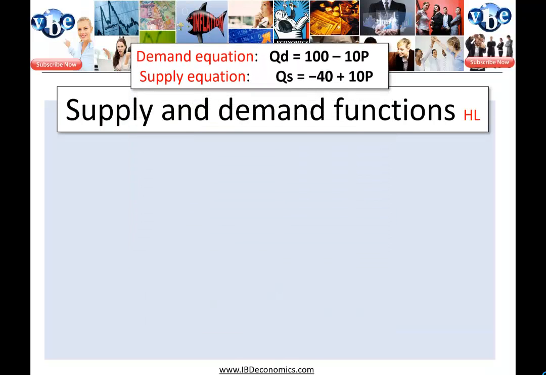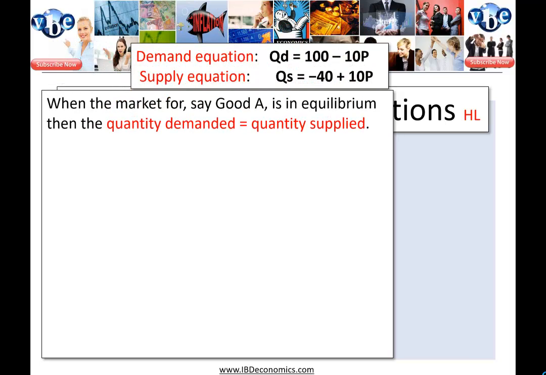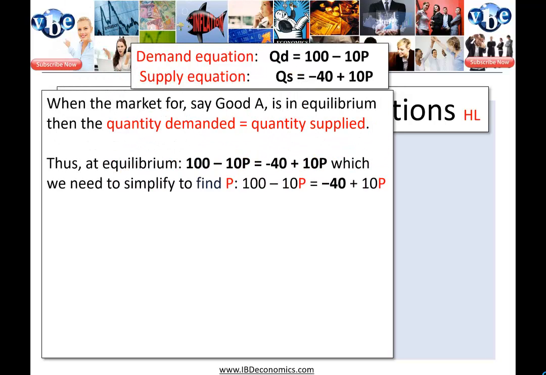Right, so given the demand and supply equations, we can calculate the equilibrium quantity demanded and the equilibrium quantity supplied and determine the price. So we know at equilibrium quantity demanded equals quantity supplied. Therefore, the demand equation must equal the supply equation. So taking the second parts of these equations, the demand equation, 100 minus 10p equals the quantity supplied equation, minus 40 plus 10p. And now we're going to simplify to find the price, which is P.